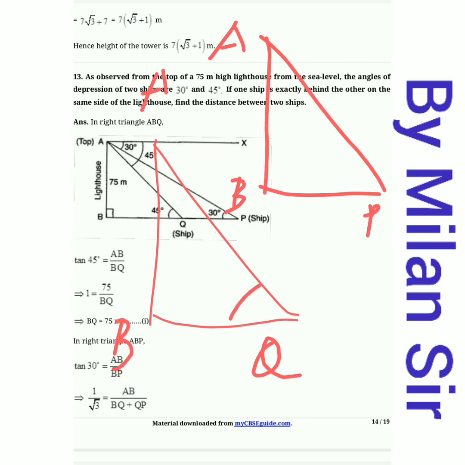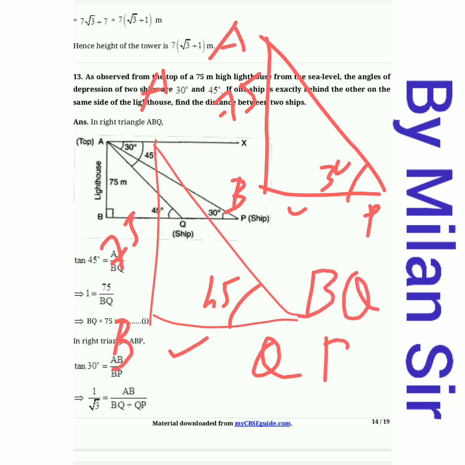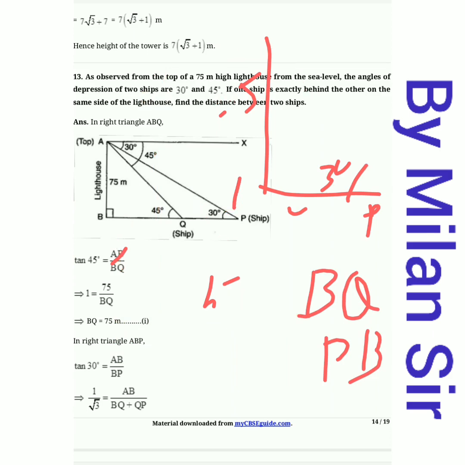Now here one angle is 45 degrees, here 30 degrees. Height of the lighthouse is 75, right? So from the first triangle ABQ we can find side BQ. From the second triangle we can find side PB, because one angle is given, one side is given, right? If we find BQ and PB, then we can find the distance between the two ships, that means PQ.